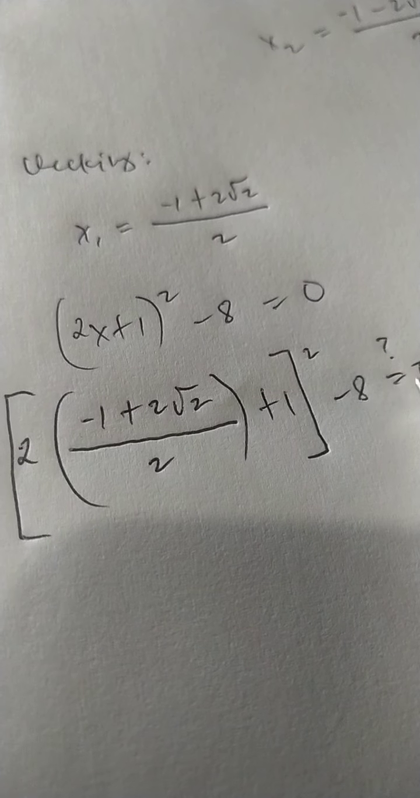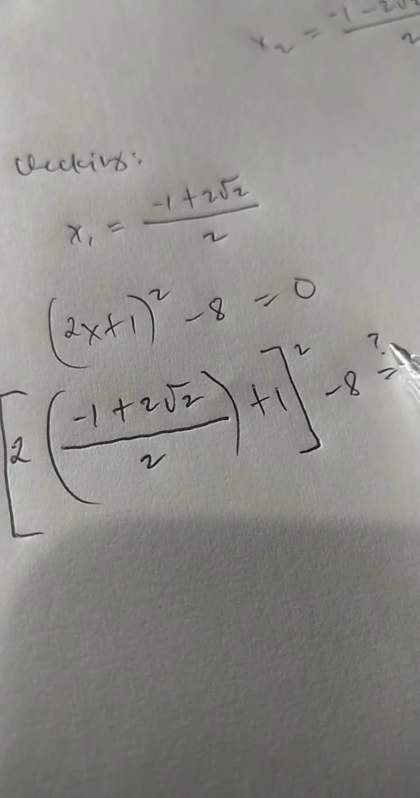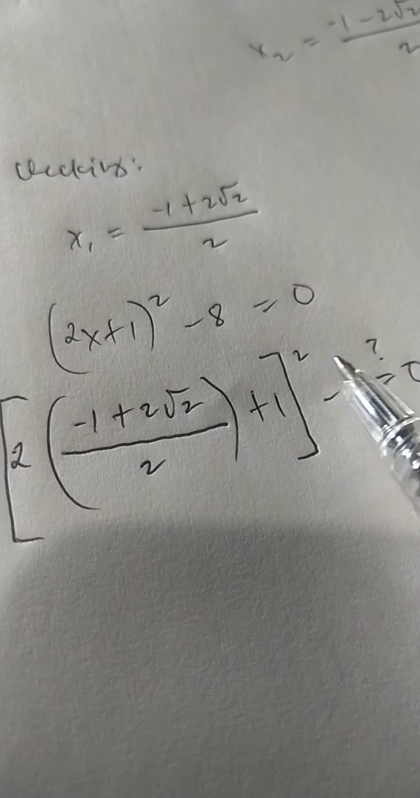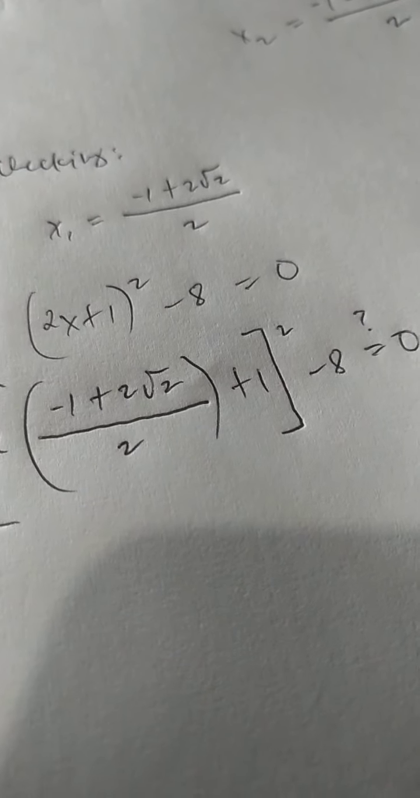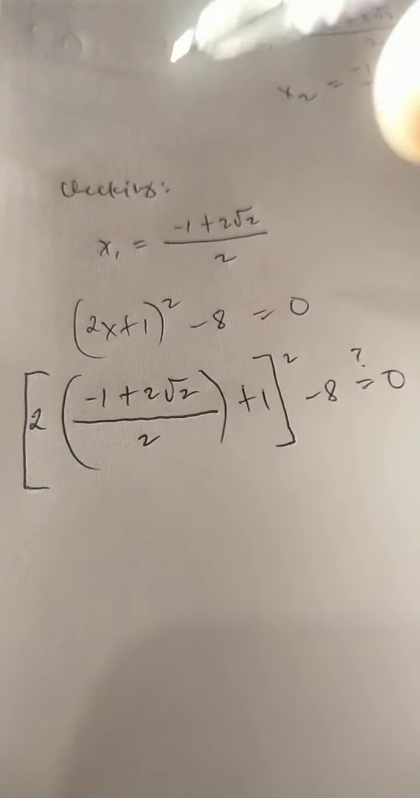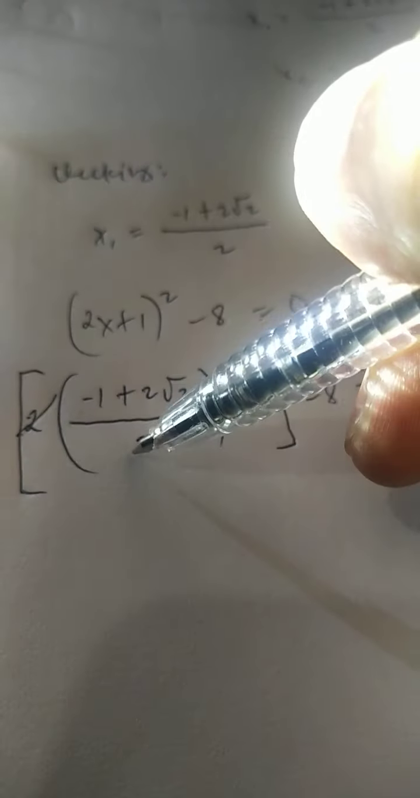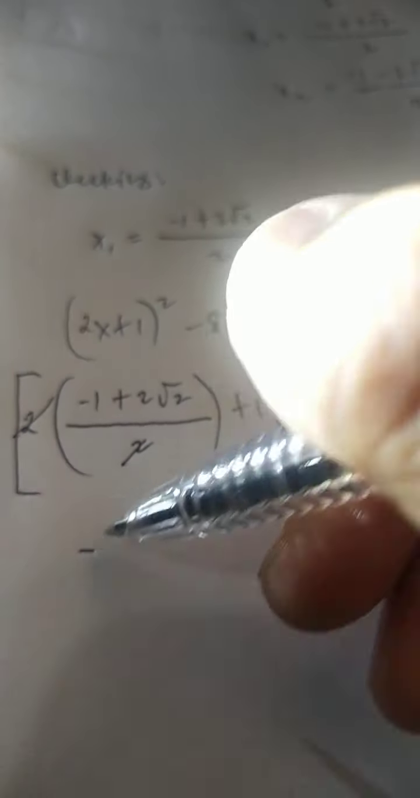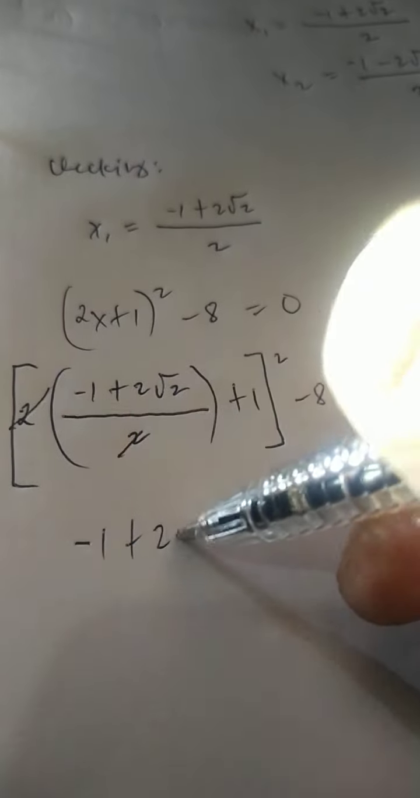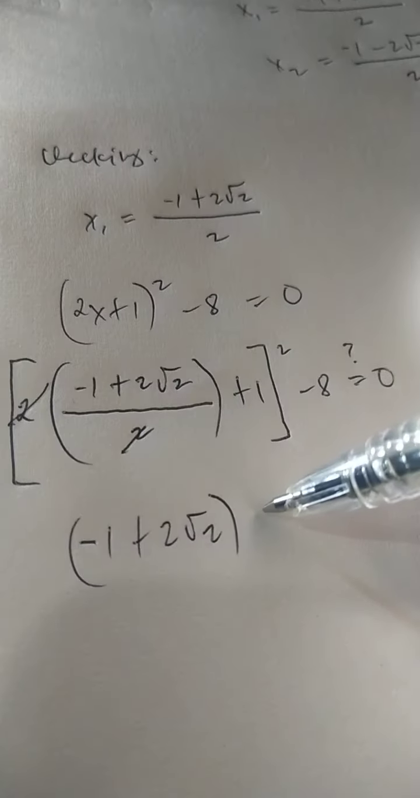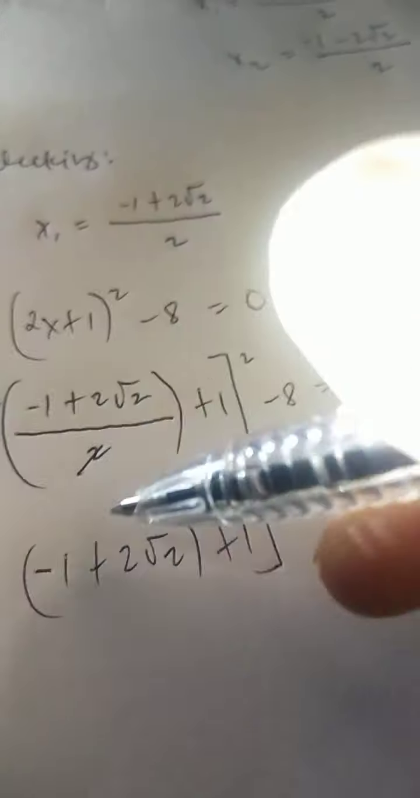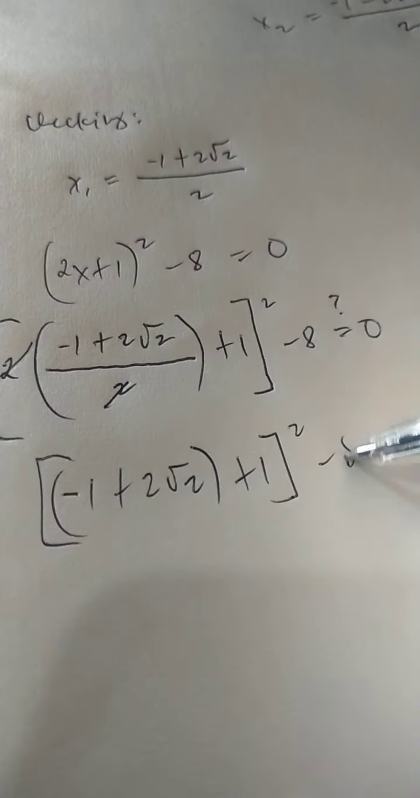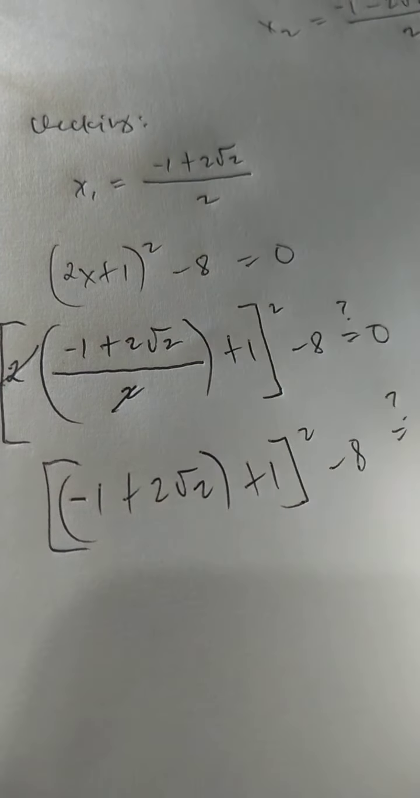Bakit question mark? Kasi chine-check natin, no? Once na nalagay na natin yung value of x, we need to indicate the question mark. Dito, we can cancel this one, ano? Yan. So, what is left is, meron tayong negative 1 plus 2 square root of 2 plus 1. And then, naka-square pa rin yan, minus 8 equals question mark.